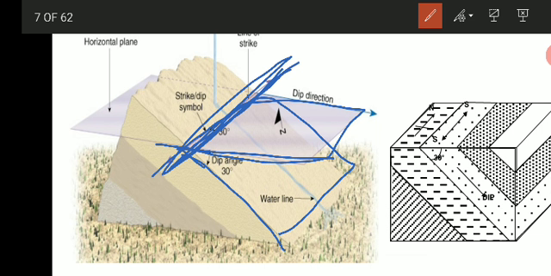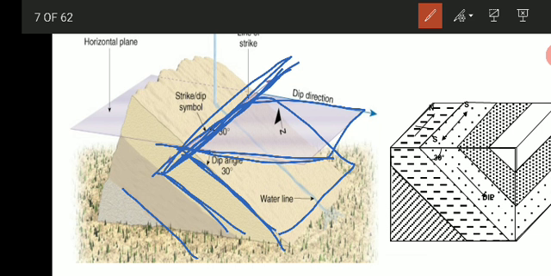So the direction of the line along which an inclined or dipping bed intersects a horizontal plane is known as the strike of the bed. So you can call it the trend of the rock. The other way of defining strike is the trend of the rock or the beds on the ground surface. So strike is always at right angle to the true dip.